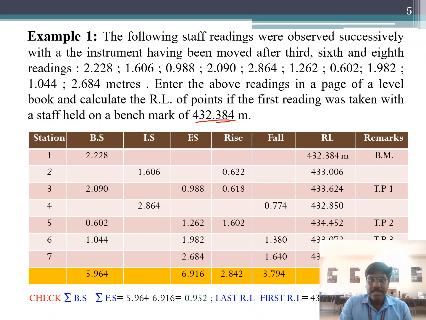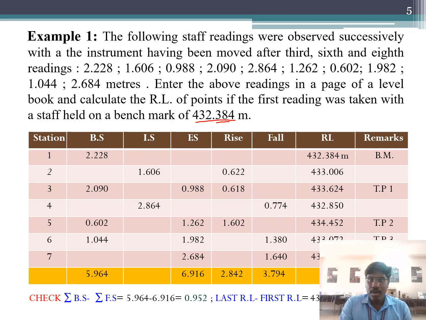First, enter the readings into the level book. That means which one is backside, which one is intermediate side, and which one is the foresight. We know that the first reading is always backside. So first write 2.228 in backside, the second reading is 1.606, and the third reading is 0.988.